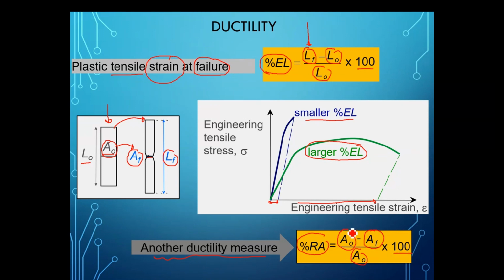Now, if you see, the initial area is having a larger value as compared to the final area. So this value would come out to be positive. Now, since the value is positive, you have already expressed that this value is expressing a reduction in area. All right. So a positive value is indicating the reduction in the cross-sectional area of the sample. Clear enough?